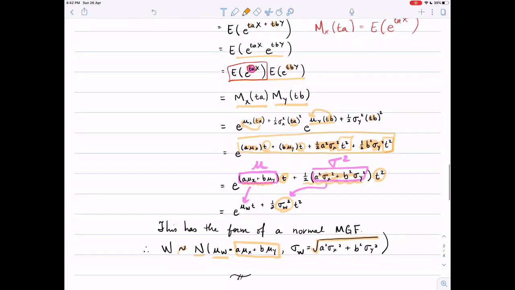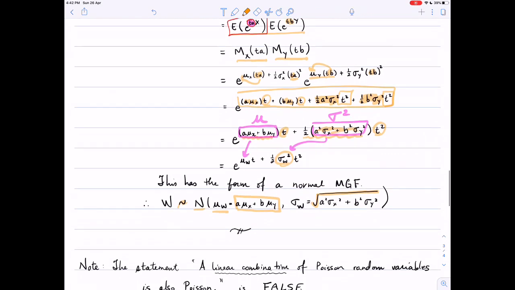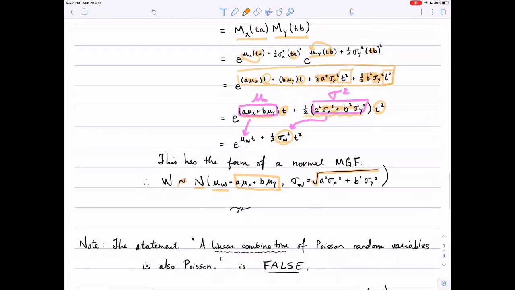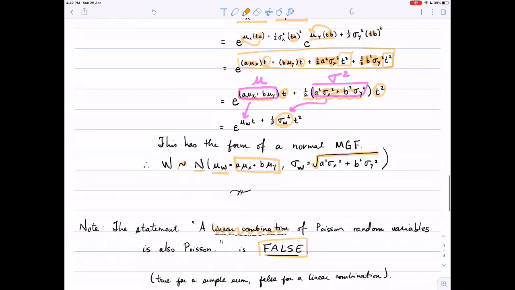Now there's one little thing to point out, and you are going to show this in your exercises as well. The statement that a linear combination of Poisson random variables is also Poisson is false. That was true for a simple sum, but false for a linear combination. If all the coefficients equal 1, then we have a simple sum. So a sum of independent normals is normal.